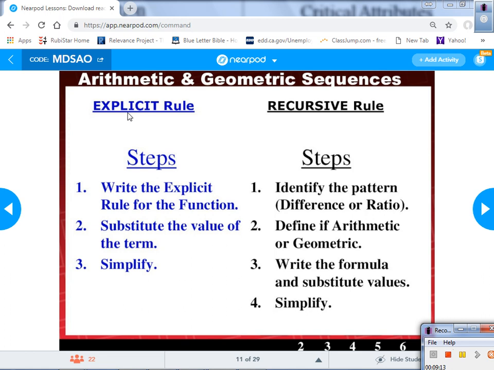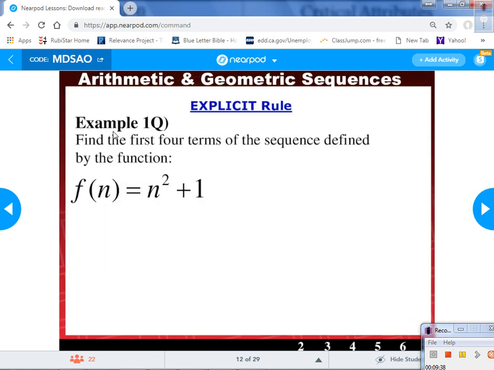Here are some steps that we're going to look at for explicit rule and recursive rule. Later on, you can copy those from the video. I'm already making the video so you can look at those later, but I want to get to the practice so you can see the steps in action, okay? So today we're going to look at two different types of rules: the explicit rule and the recursive rule. Let me go to explicit rule. Copy this one, please. Example 1Q.